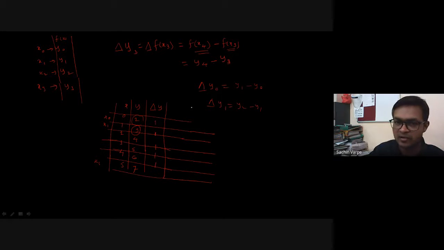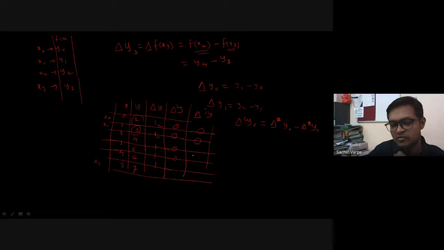ठीक है. Next, अभी next column में क्या होगा, second order operator, delta square y, है ना. So delta square y naught क्या होगा, delta of y1 minus delta of y naught. So 1 minus 1, 0. This will be 1 minus 1, 0, 0, 0. Right? Again, delta cube I can get with the difference of this. This is called a difference table.